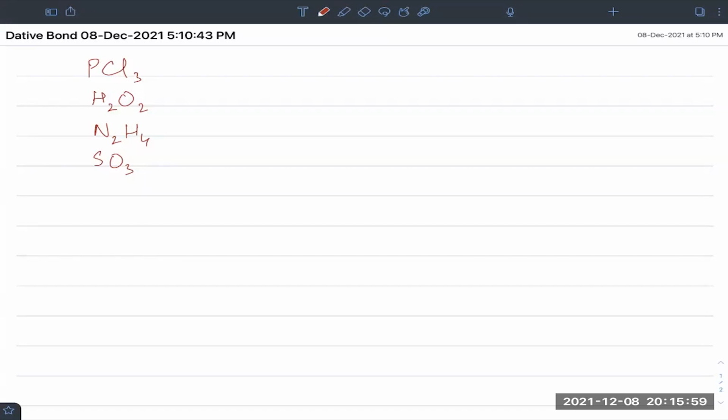Now, PCl3 comes from phosphorus, which is in group 5, and chlorine, which is in group 7. So what we need to know is how many electrons do they need? So phosphorus needs 3 and chlorine needs 1. So obviously phosphorus goes in the center. So that's the thought process you need to have. The one that needs more goes in the center.